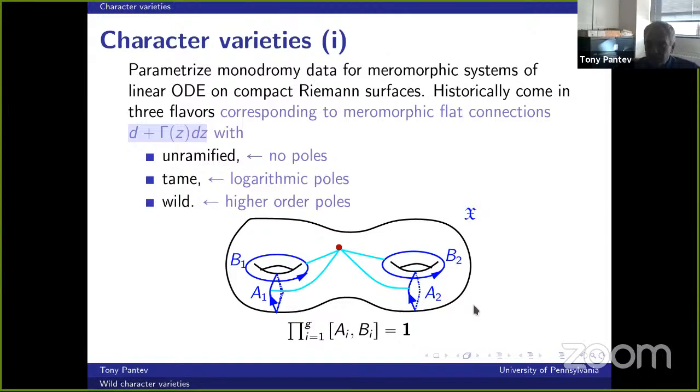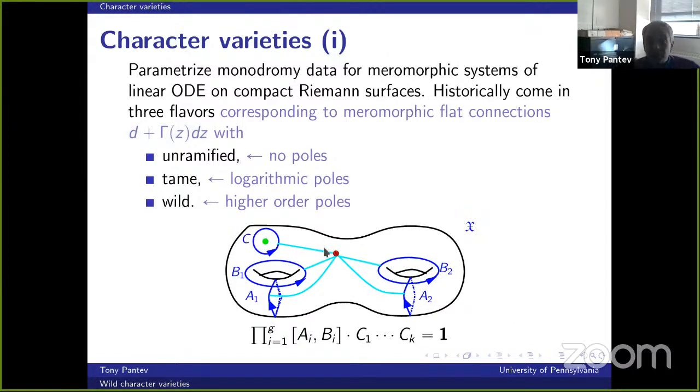In the tamely ramified case, you are allowing punctures where the first order poles are appearing. So you get extra generators in the fundamental group that go around the punctures. And then for the monodromy representation, you're looking at collections of 2g matrices plus k more matrices for the punctures. And the relation now becomes that the product of the commutators for the A and B cycles matrices plus the matrices corresponding to going around the punctures, that product is equal to 1.